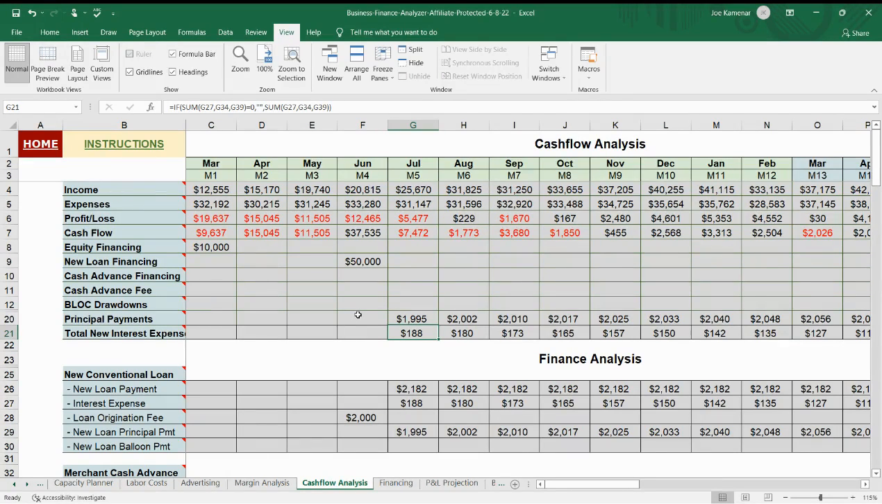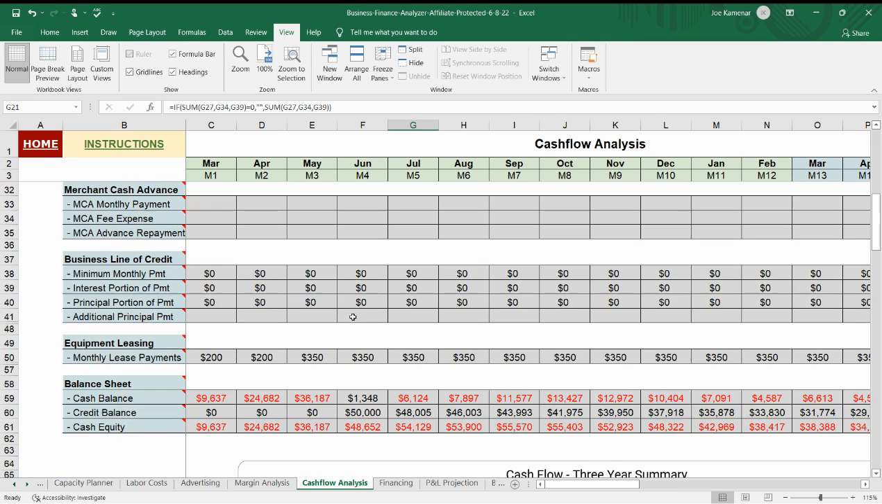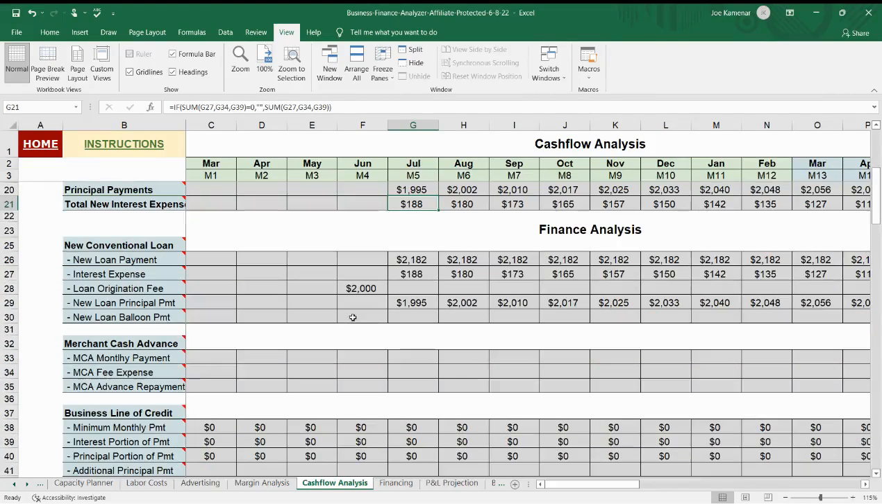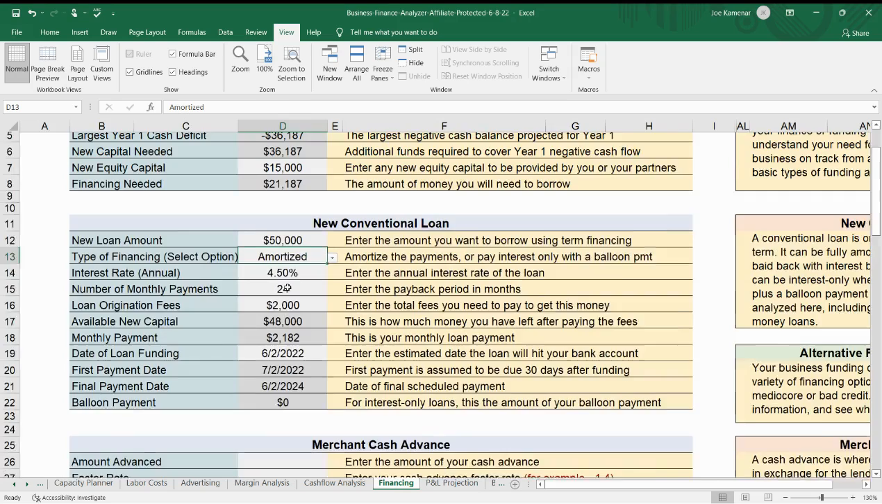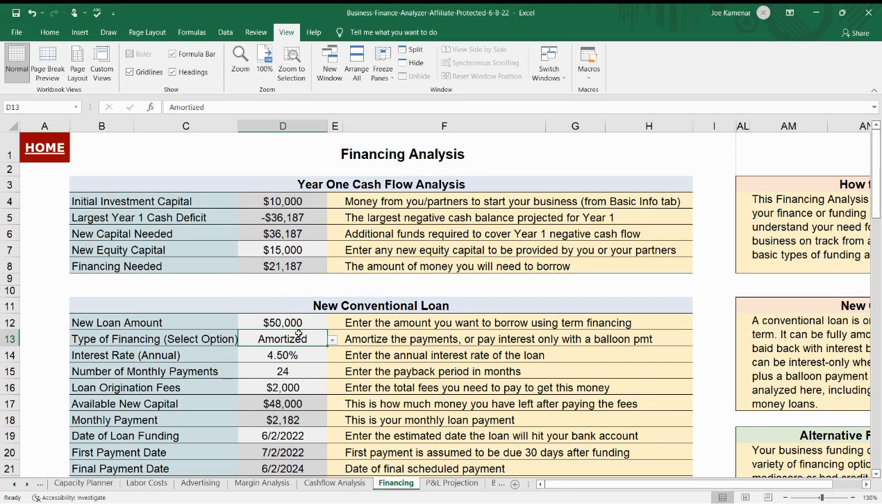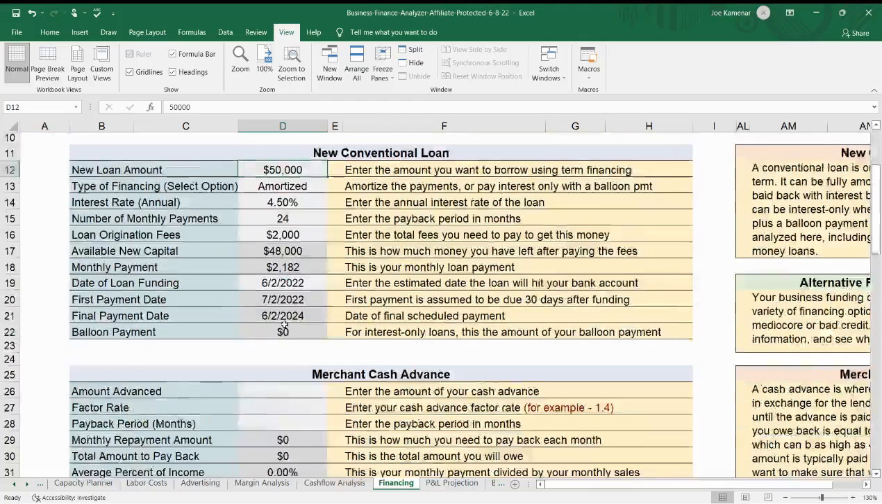So this is where if you look at this, you say, well, that's not enough money to get us through because I'm still going to go negative. Well, you're right. So again, the purpose here is to show you how this works. Let's go back to the financing tab. And in this case, let's leave it in. I'll show you something else.